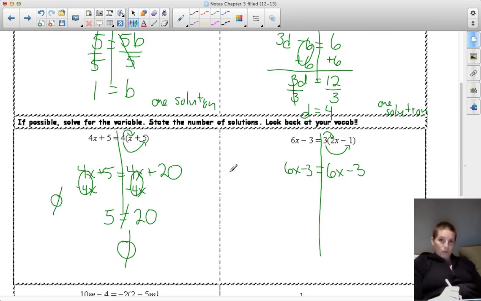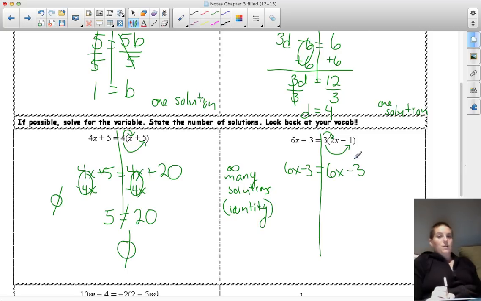And you have that duh moment, and you're like, well, this is always true. Then you can say, ooh, infinitely many. There are infinitely many solutions because this is an identity. It's the identity, right? It stayed the same. It maintained its identity.